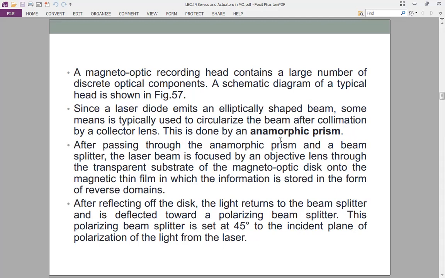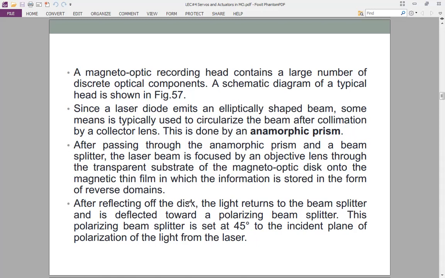After passing through the anamorphic prism and a beam splitter, the laser beam is focused by an objective lens through the transparent substrate on the magneto-optic disc onto the magnetic film, in which the information is stored in the form of reverse domains. So this sentence is basically explaining the path taken by the laser beam, which I think we have already discussed in detail.